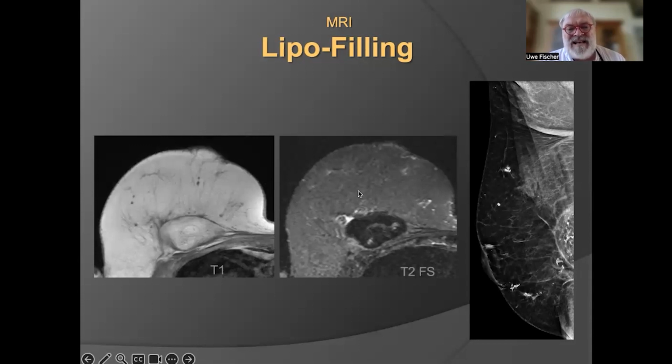This is T2 fat saturated imaging, and the fat saturation of the lipo-filling is much more than the fat saturation in this normal fat tissue that has a higher content of water than the lipo-filling will have. If the lipo-filling becomes older, you see on this mammogram there will be something like a capsule building in the periphery, and there is also the possibility of building macro calcifications to enclose this filling area.